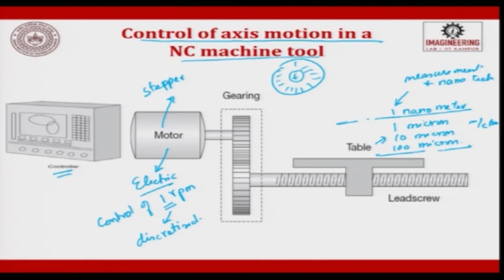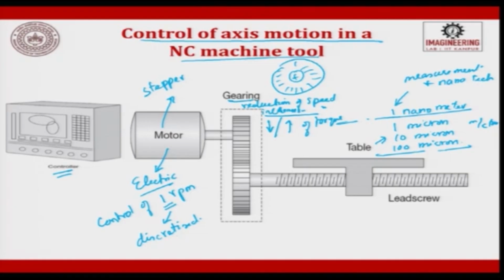After this, it is given to a gear. Here you can do reduction of speed, increase of speed, reduction or increase of torque. That is done in the gearbox, so that is called gearing here. Depending upon the shape and number of teeth, you can decide the reduction or increase.